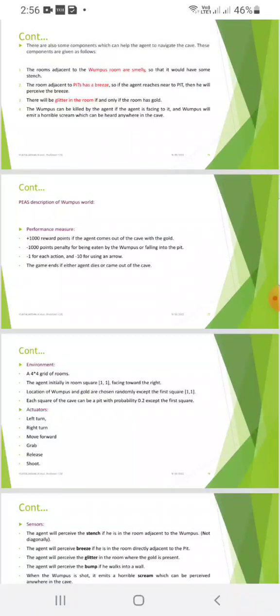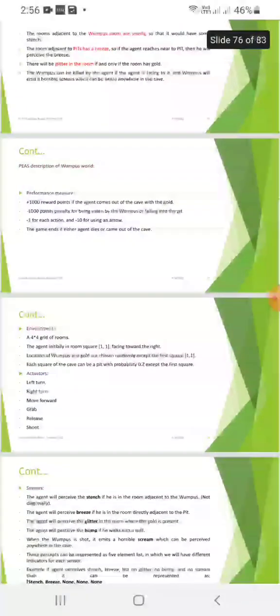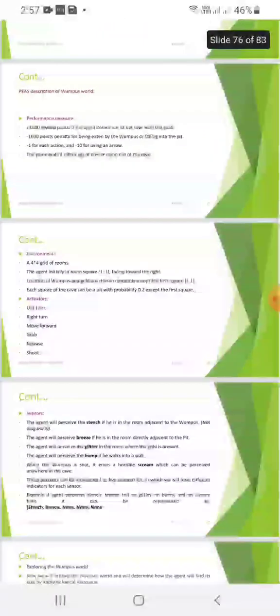So what the performance measure actually is: 1000 reward points will be given to the agent if he comes out of the cave with the gold, and minus 1000 as a penalty if he is eaten by the wumpus or falls into a pit, minus 1 for each action, and minus 10 for using an arrow. The game ends if either the agent dies or comes out of the cave.